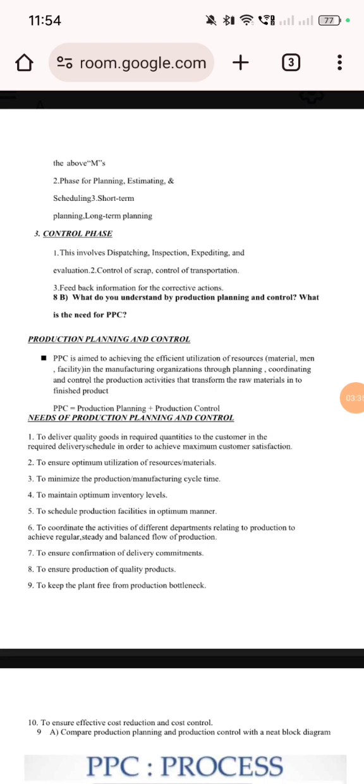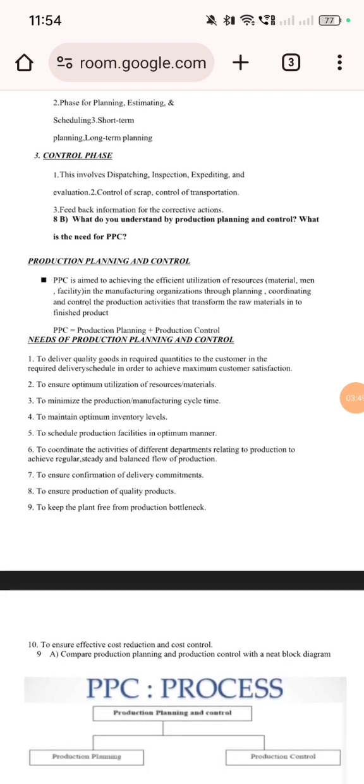The following control phase depends on dispatching, inspection, expediting and evaluation, control of scrap, control of transportation, and feedback information for the corrective action.